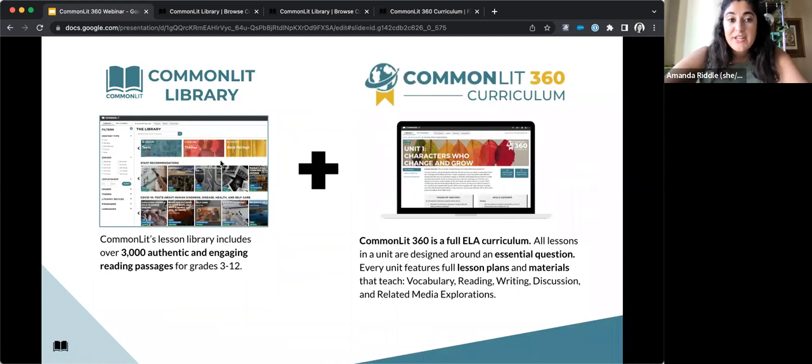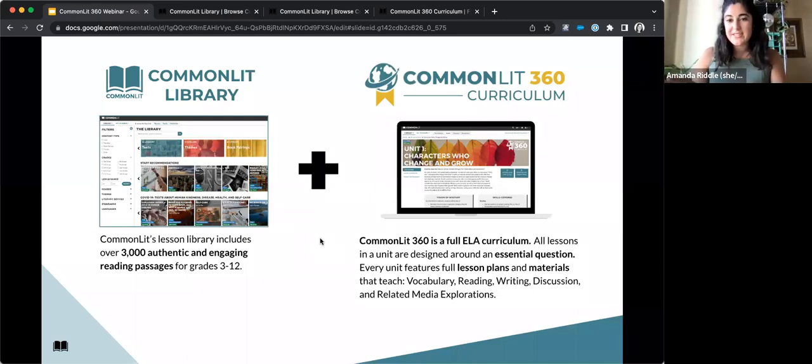The CommonLit library itself is so full of lessons that you could use it every week in your classroom and have it fit into your curriculum, fit into your needs. And we wanted to then up the ante of what we could offer with CommonLit 360. So the library is still there. It is still growing. It is something we are still iterating on and adding to. We actually have a few webinars in addition to this one about all of the exciting things happening there.